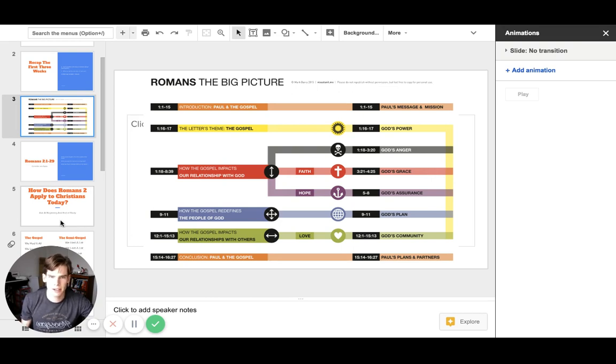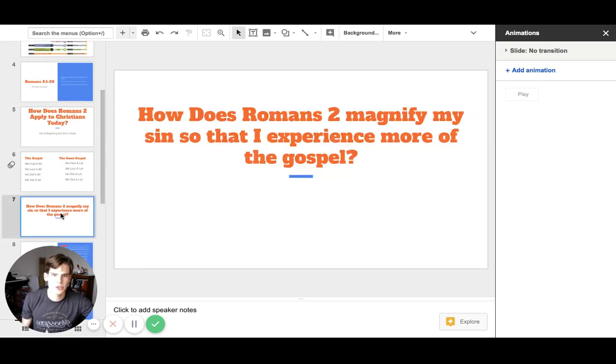I think the effect of it is to show the sin in my heart. And the question I'm asking is, how does this section, and particularly this week, Romans 2, magnify my sin so that I experience more of the gospel? So how do I see this as written to me? And I think Paul did have that intent. This isn't just for Jews or for the Romans then. This is God's eternal word, and it speaks.